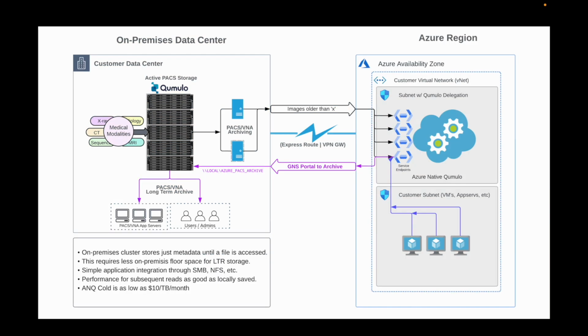I have the architecture diagram back up to talk about what we did. If you take a look at this pink path right here, this is going to be the GNS portal to the archive in this case. So all of the archived long-term retention files are stored in Azure. When they need to be read, users or applications will read the files as if they are local, and the blocks will come over across that pink portal to the production cluster in this case.